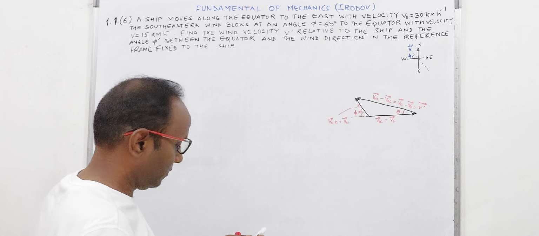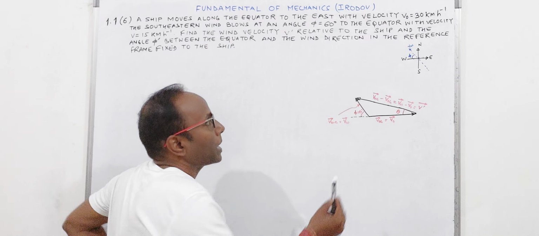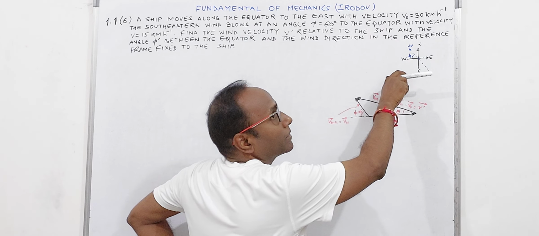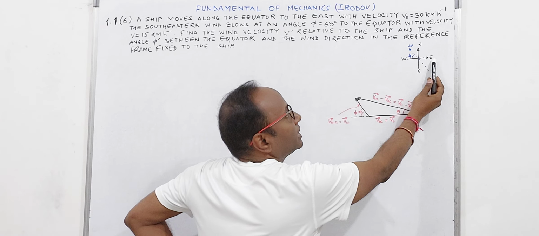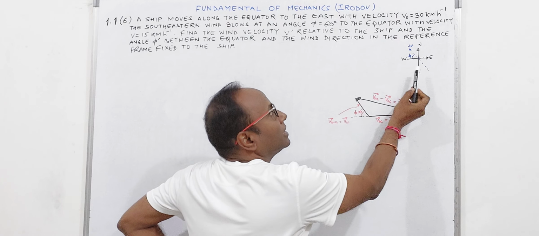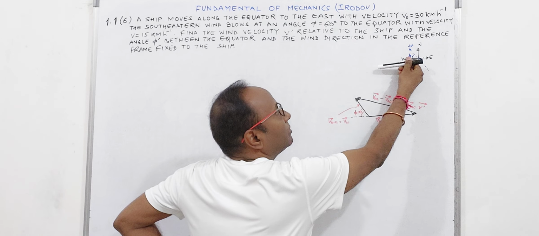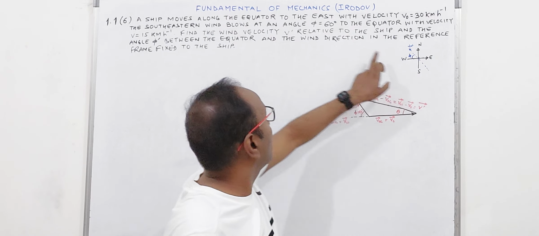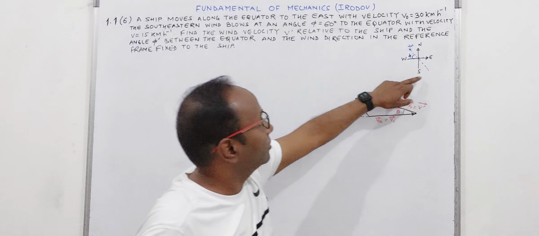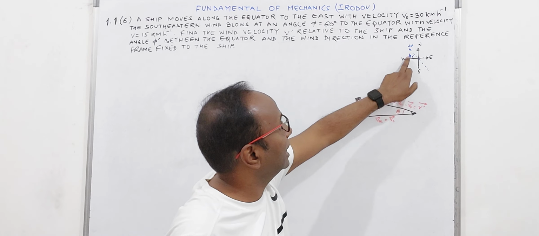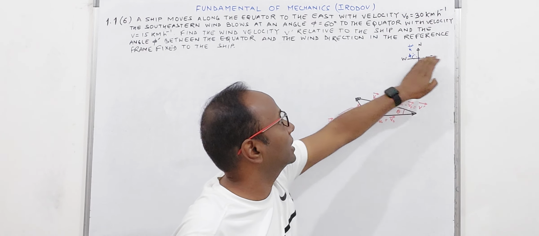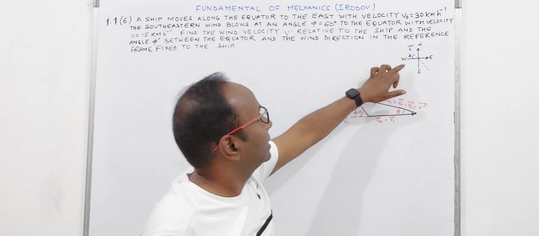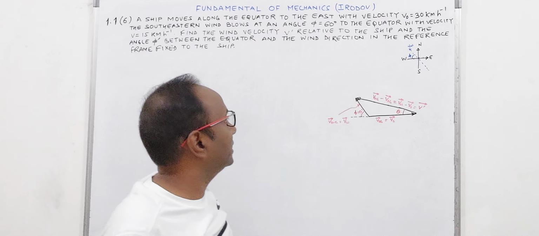So now what is given in the question? Ship is heading eastwards along the equator. So if we take this side as east, upward will be north, this side will be west and south. And the wind is blowing in the southwestern direction, at an angle phi equal to 60 degrees from the equator. East and west is the equator. The same diagram I have elaborated here.